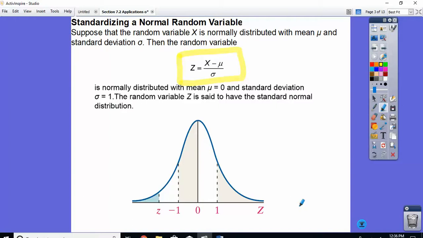If you look on your formula sheet, we're in Chapter 7. Chapter 7 has the z formula right there, so it is all given to you. But that will be our first step on every single problem, converting it to a z.